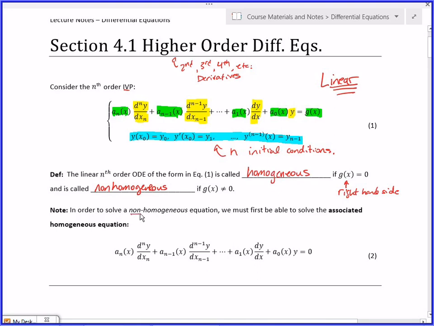So in order to solve a non-homogeneous equation, we actually have to always be able to first solve the associated homogeneous equation. Okay, notice again, the right-hand side is 0. So if I gave you a general nth order problem and the right-hand side was non-zero, actually the first thing you're going to do is change the right-hand side to 0, solve it, and then come back and we'll talk about how to solve the other part.